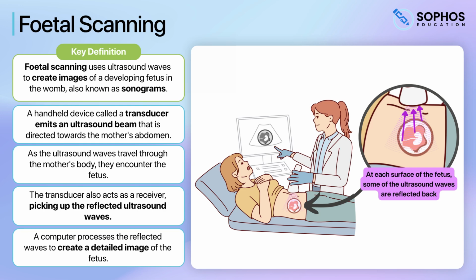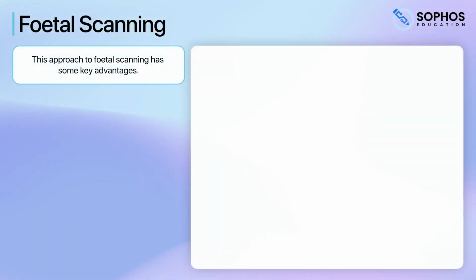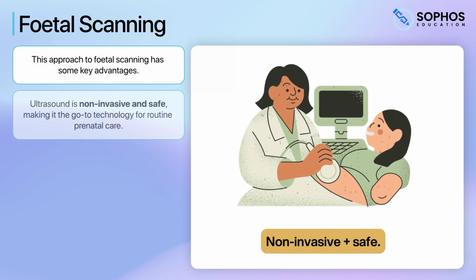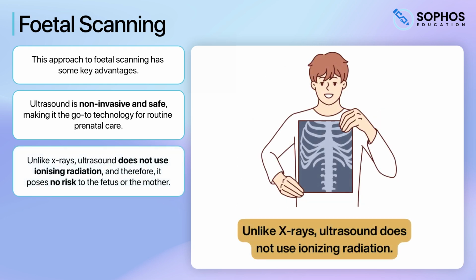This image helps doctors monitor the development of the fetus, check for abnormalities, and determine the due date. This approach to fetal scanning has some key advantages. First, ultrasound is non-invasive and safe, making it the go-to technology for routine prenatal care. Unlike X-rays, ultrasound does not use ionizing radiation, and therefore it poses no risk to the fetus or the mother. By understanding these two key applications, sonar and fetal scanning, we can appreciate how ultrasound waves are indispensable to our lives.